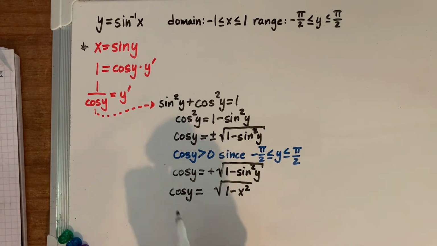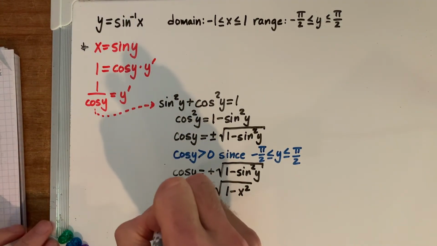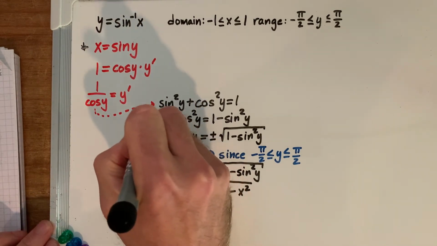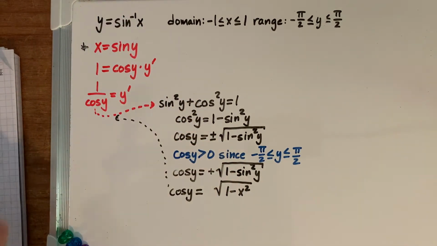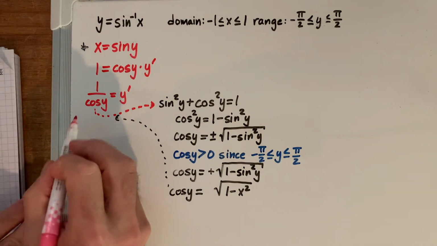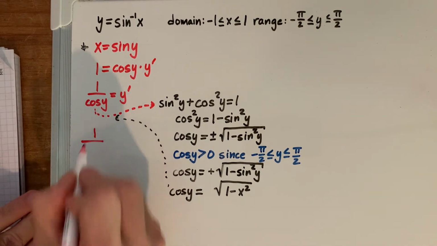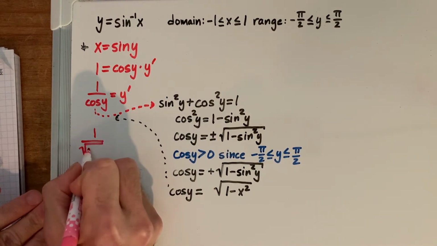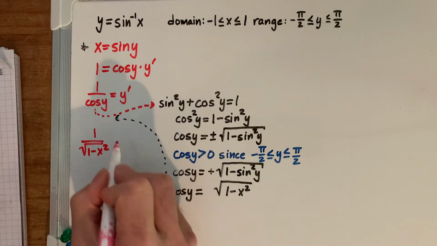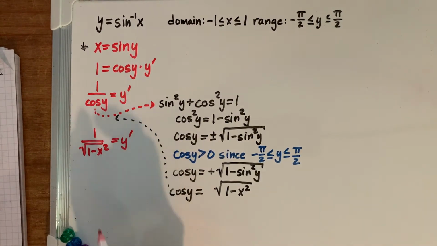I'm going to take that, and now I'm going to go back into the original problem. So a little dotted arrow going back in the other direction now, after we've done that side work. And cosine of y is equal to the square root of 1 minus x squared. And so that is our y prime.